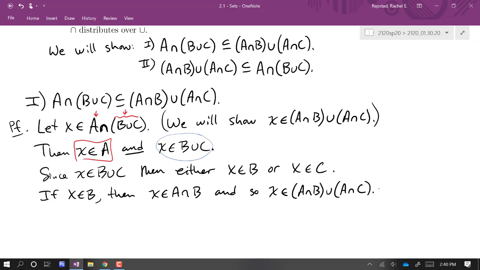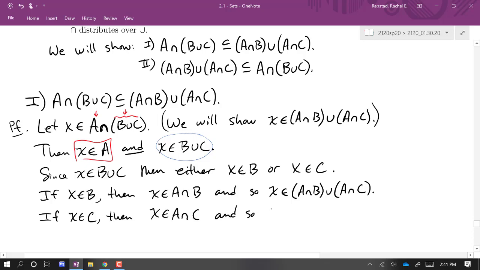But it might not be the case that X is in B. So we have to consider the other scenario. It's possible that X could be in C. And so how's this part of the proof going to go? It'll be the same, but replace B with C. If X is in C, since I already know for sure it's in A, then we could say X is in A intersect C. And so definitely it's in the union of A intersect C and A intersect B.